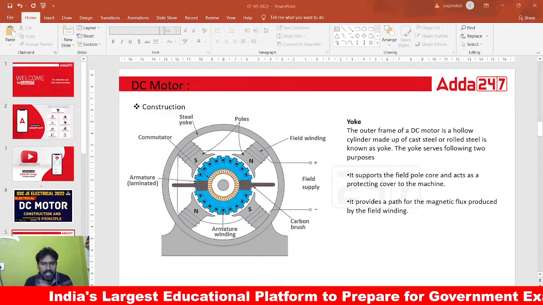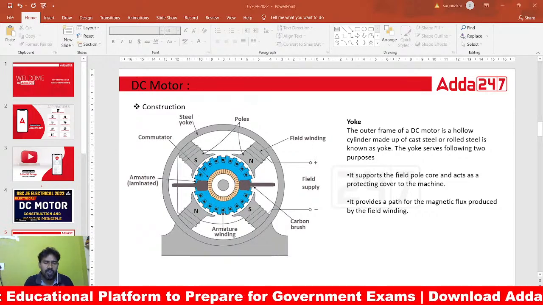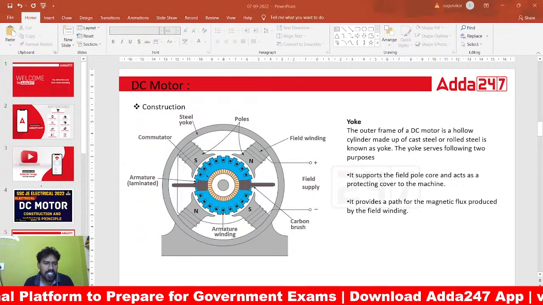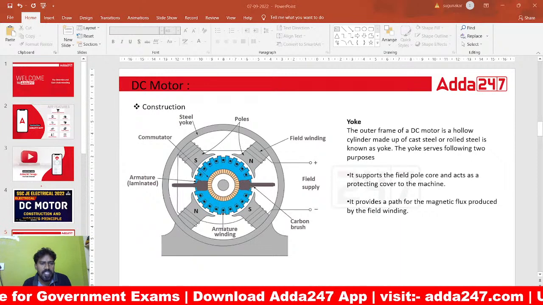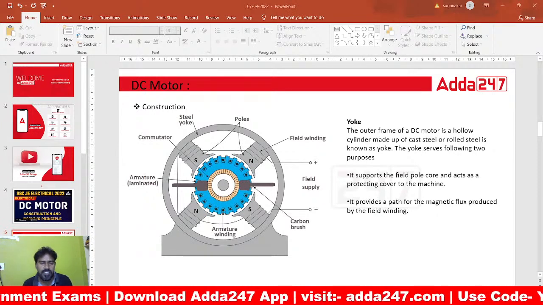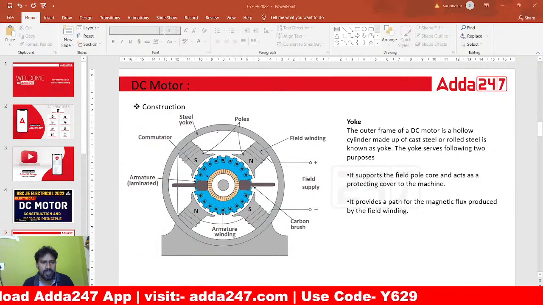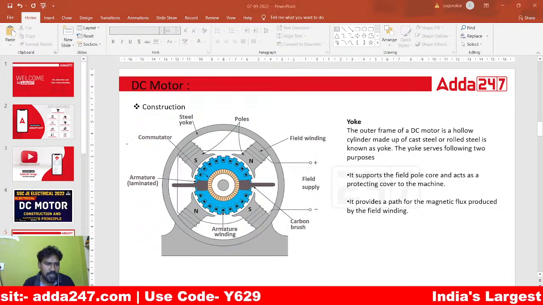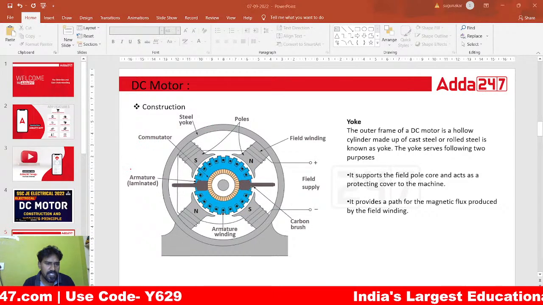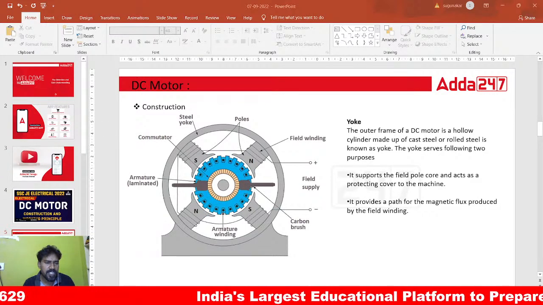So the entire construction of the motor is based on only two parts, field and armature. So how are the field and armature connected? You can see the structure of this motor. This is the commutator, which I have represented here.